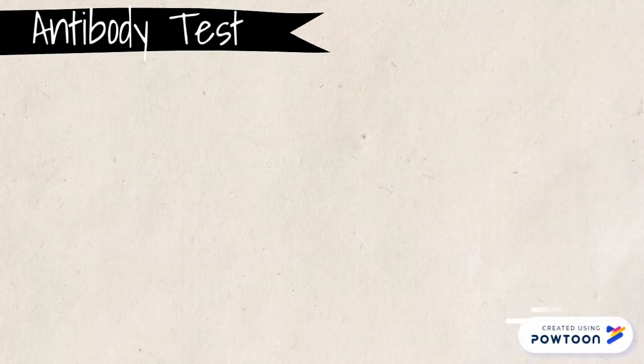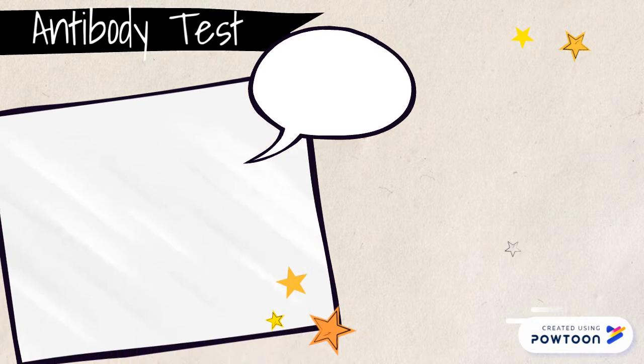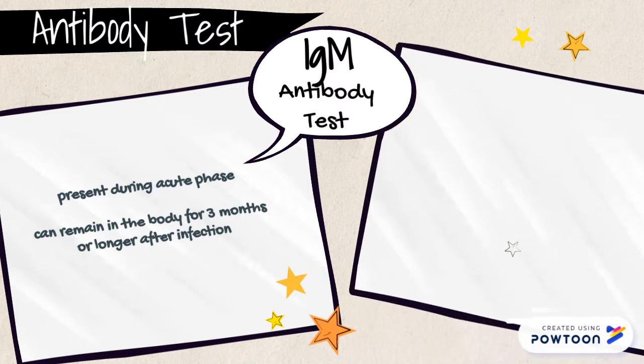So the next test is the antibody test. The antibody test is where we detect antibodies that are produced in response to the dengue virus. There are two antibody tests. The first one is the IgM antibody test. IgM antibodies are present during the acute phase. They will remain in the body for 3 months or longer after infection.